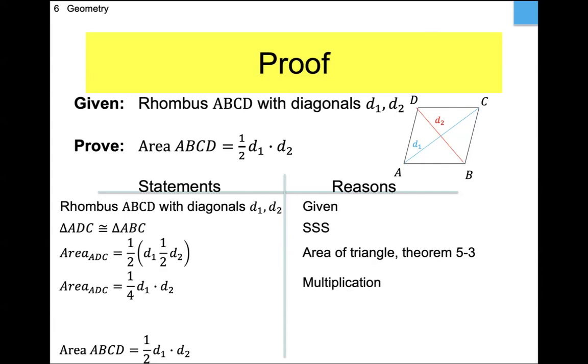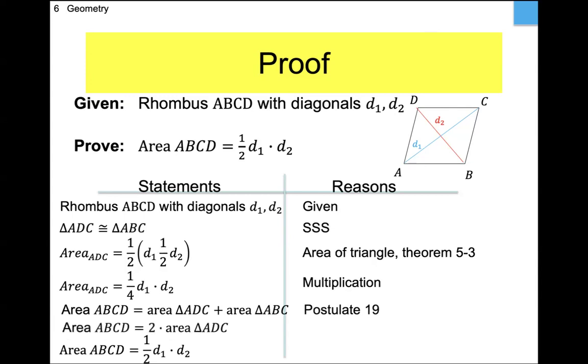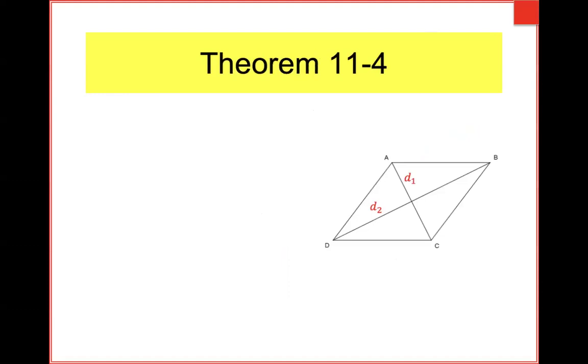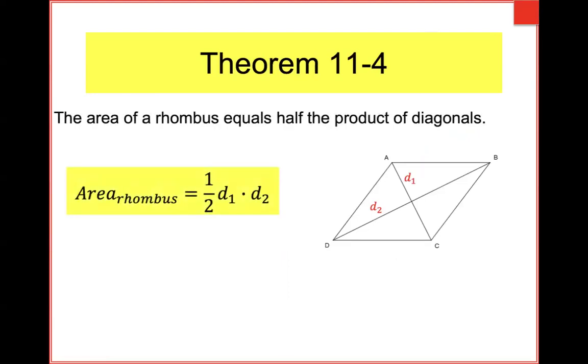So for the whole shape, I got two of them. If that's ADC, then I double it, and that's what I'm saying right there: the whole thing is equal to those two added together. And since they're equal to each other, double that. So double 1/4 D1 times D2, right? And therefore you would get to a half D1 times D2. That's a pretty slick proof right there. All right, so that's our last theorem of the day. And it's the formula for area of a rhombus.